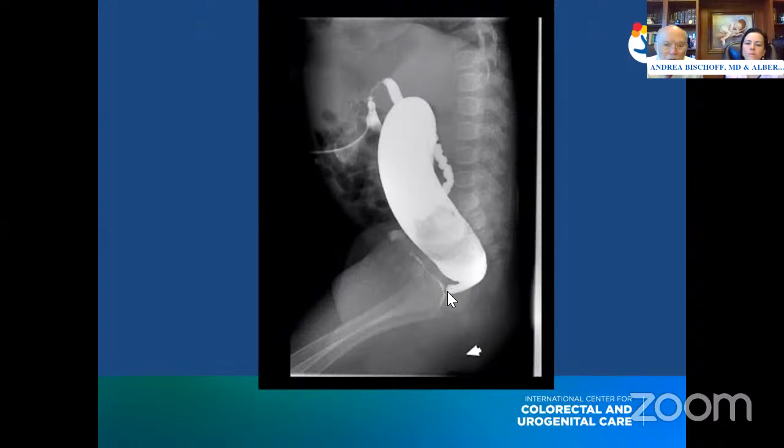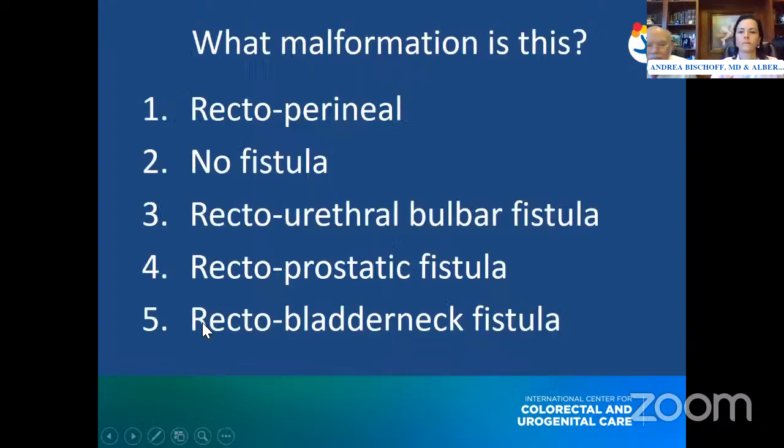And when the rectum opens in the curve, that's a bulbar fistula. Prostatic will be sometime here, and bladder neck, we cannot make that diagnosis because we don't see the bladder. For that, the radiologist should keep injecting, hoping that the contrast will fill the bladder, and then you will have the diagnosis of bladder neck. This is not a bladder neck.